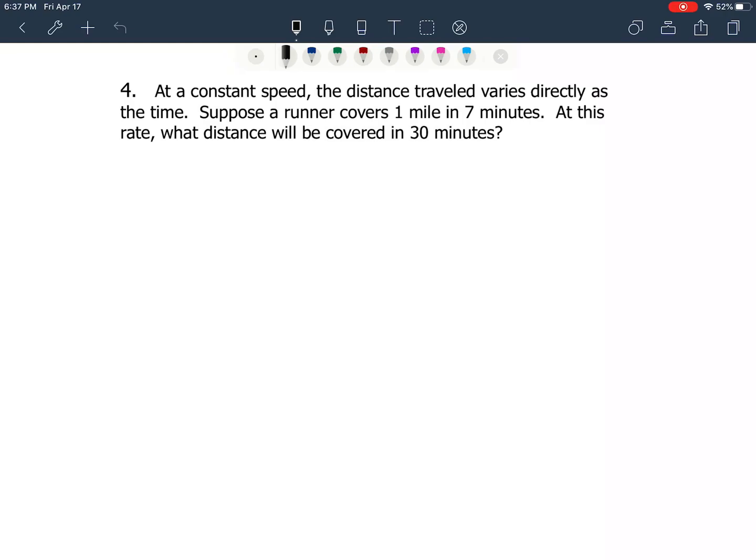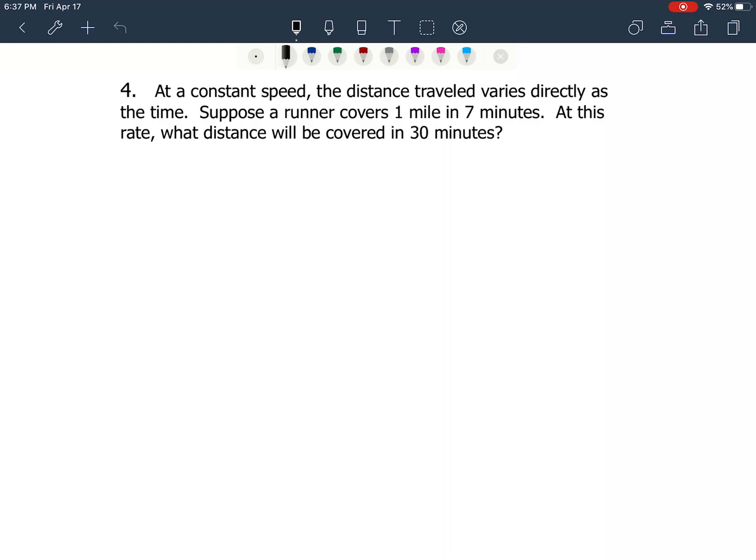We have a word problem. It says, at a constant speed, the distance traveled varies directly as the time. And then it says, suppose a runner covers 1 mile in 7 minutes. At this rate, what distance will be covered in 30 minutes?